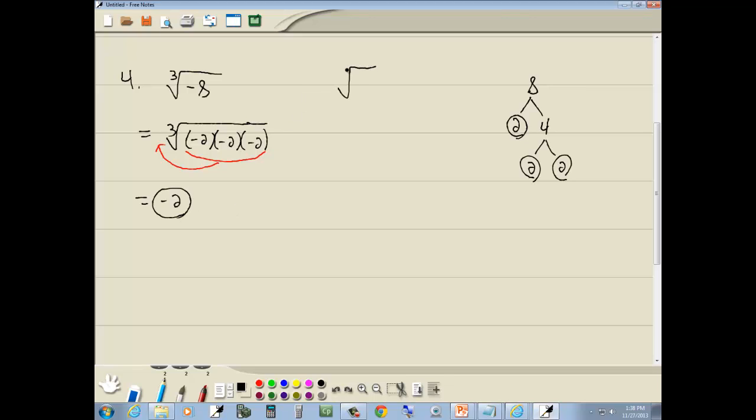Now an alternative way you could have done that problem is whenever your index is odd and you have a negative inside, you can just immediately take that negative and put it on the outside. So before I begin, I put the negative on the outside, and then I got just the cube root of 8. And then 8 is 2 times 2 times 2 from our factor tree. We're looking for a set of 3 of something. Here's three 2s, so those three 2s will come out in front as a single 2. The negative is just carrying down, and there's our single 2. And you see it gives us the same answer.